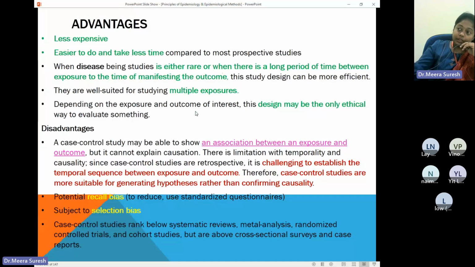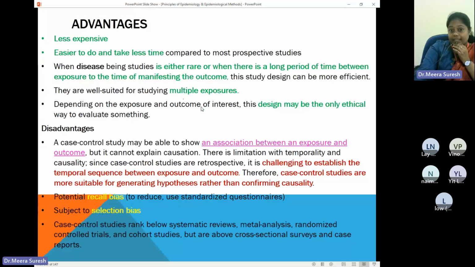Cancer is always going to be a long duration, and if you want to submit your PhD thesis, you can't wait 10, 20 years for the cancer to develop and then submit. So if the outcome is rare, or if it takes a long duration for the development of that particular disease, then the best method to go is the case control study.